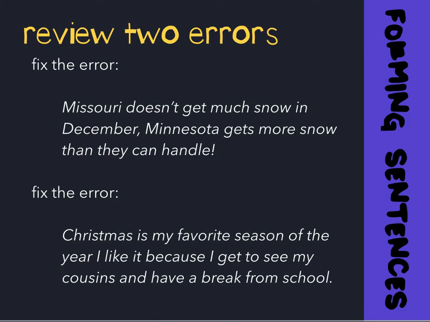All right, so let's look at two examples of these errors. And as I'm reading them, I want you in your brain to try to think about which type of sentence this is below. Missouri doesn't get much snow in December, comma, Minnesota gets more snow than they can handle. First of all, we have to identify what type of error this is. This is a comma splice because I can see a comma trying to join together two sentences, and commas are not strong enough to do that. That's not how commas function.